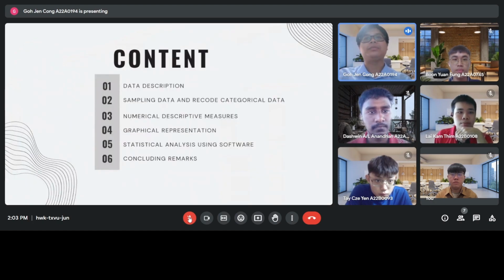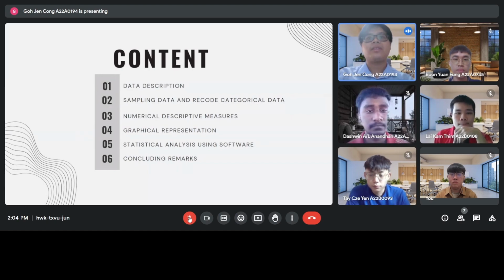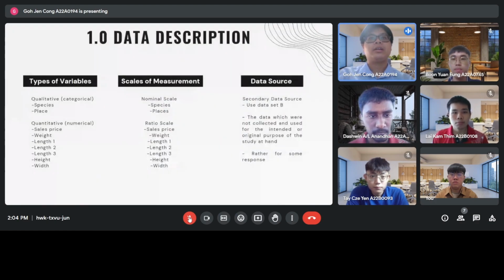This is our table of contents, which consists of data description, sampling data and recode categorical data, numerical descriptive measures, graphical representation, statistical analysis using software, and also concluding remarks. Now I will pass to Lai Kam Tim to present his part, please.